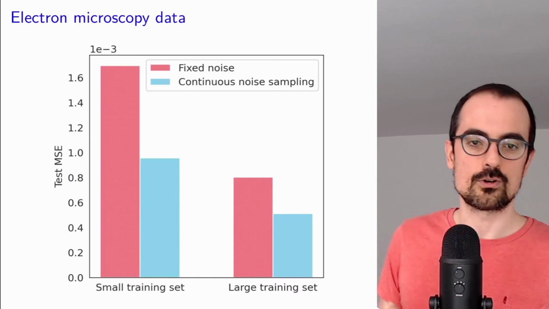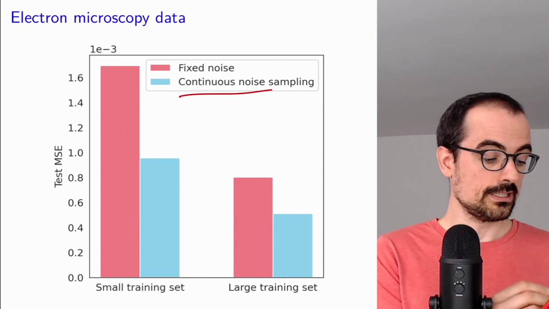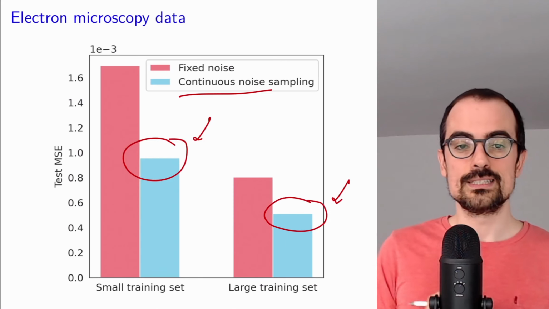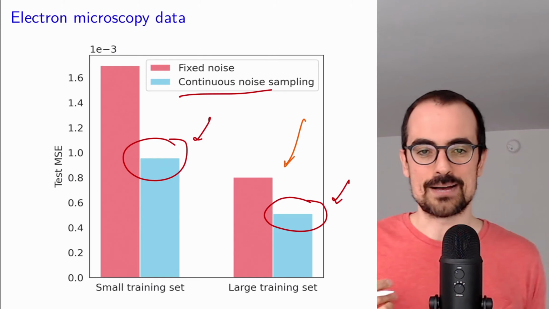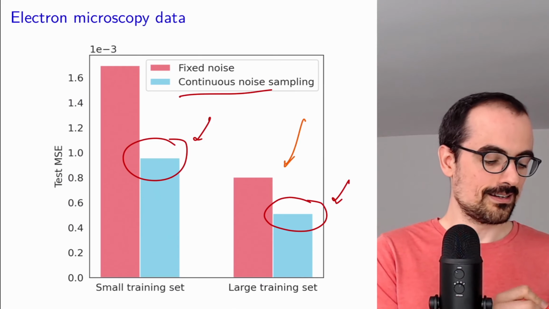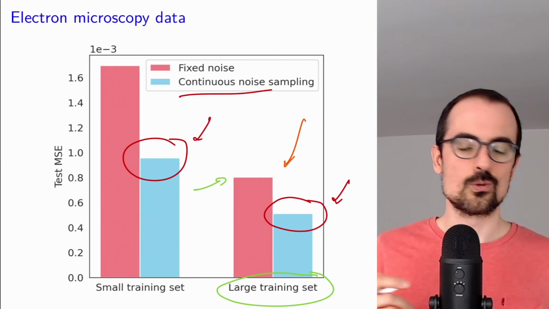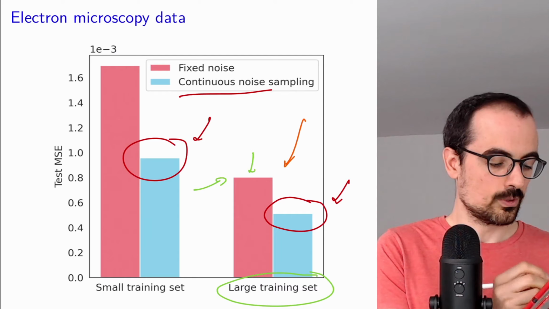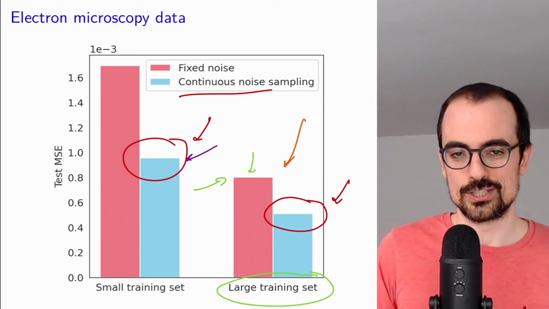This is what happens for electron microscopy data. Continuous noise sampling actually helps in reducing the test MSE quite a bit, but the improvement is quite a bit less when you have a larger data set. And this is perhaps another take-home lesson. You can be very clever, but in the end, if you have a large training set, it's often better to not be clever. So here we're not using this continuous noise sampling technique, and we're still doing better than with a small data set, but using that continuous noise sampling.